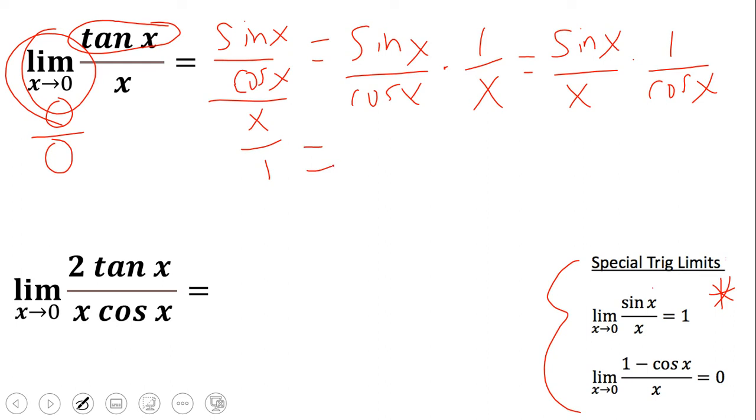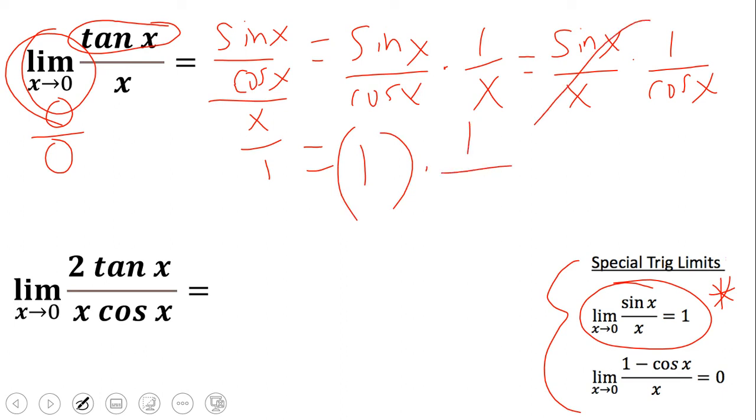So the limit as x goes to 0 of the sine of x over x, that's a 1. That's good news. That's what I was hoping for. Then I have to go ahead and actually take the limit of 1 over the cosine of x, which becomes 1 over the cosine of 0.